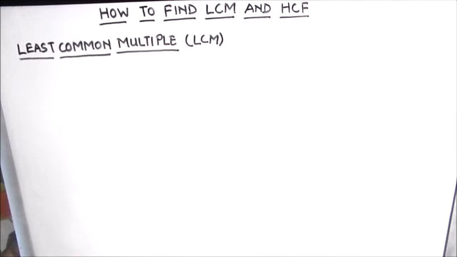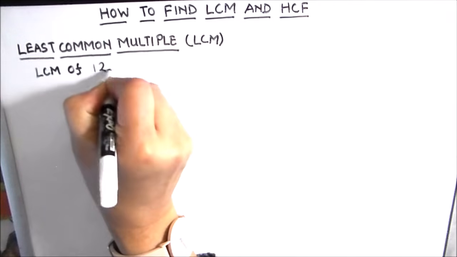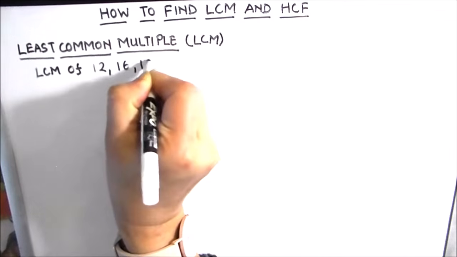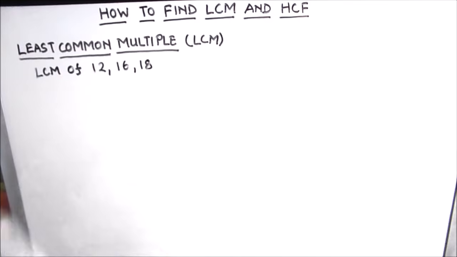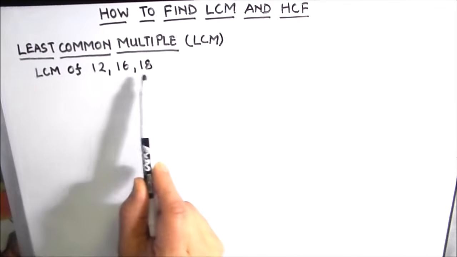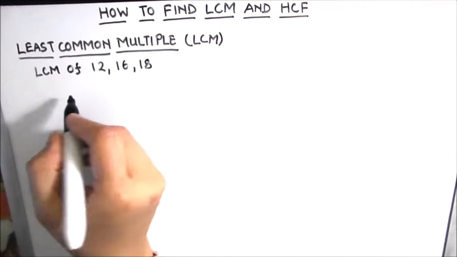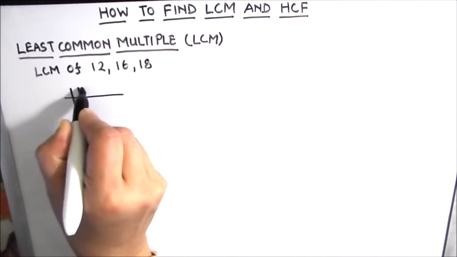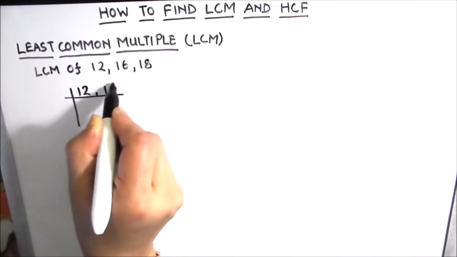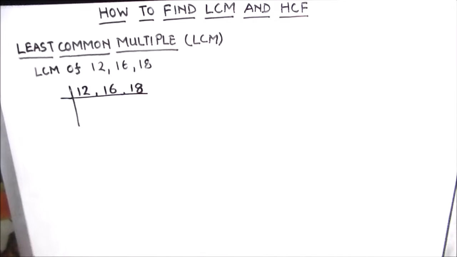So let us start by finding the LCM, or the least common multiple, of 12, 16 and 18. For finding the LCM, we will be using the prime factorization method. In this method, we divide these numbers by the prime numbers and find their common factors. So here we are going to make a ladder like this and we'll write the three numbers on the ladder: 12, 16 and 18, and we'll divide these numbers by prime numbers.